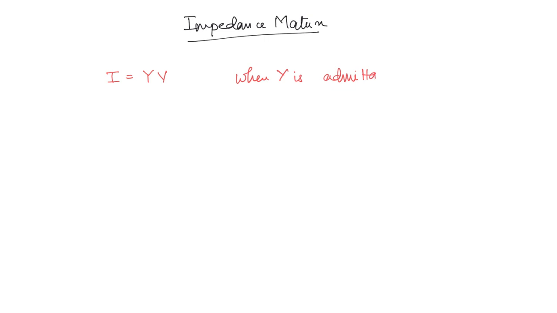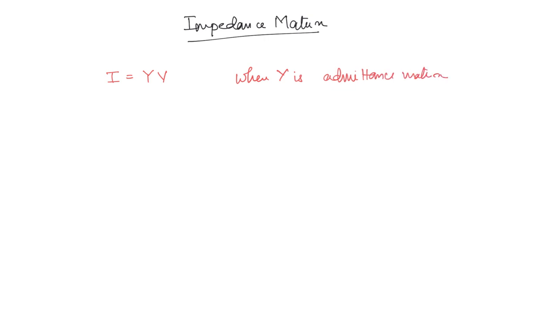Now we are going to discuss the impedance matrix. So we have discussed the admittance matrix in load flow analysis, right? How is the admittance matrix defined? The current is equal to the admittance matrix into V, right? Where Y is the admittance matrix.